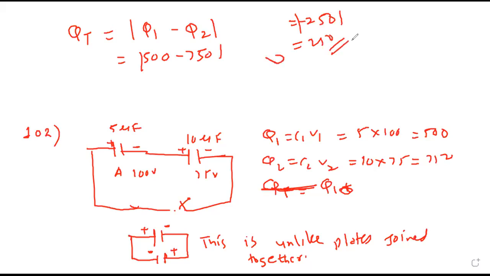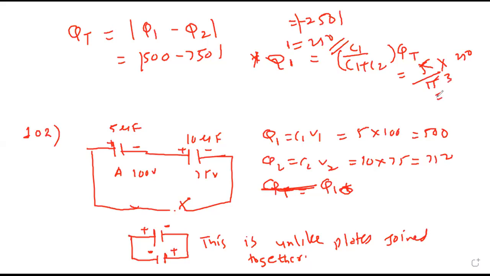So the charge after they are joined together, Q1 dash, is given by C1 upon C1 plus C2 of total charge. Please remember this formula. How I got it, I will explain once again after you complete this sum. C1 is 5, C1 plus C2 is 15, total charge is 250, 5 into 3, so 250 upon 3 is the charge on the first one after they are joined together.